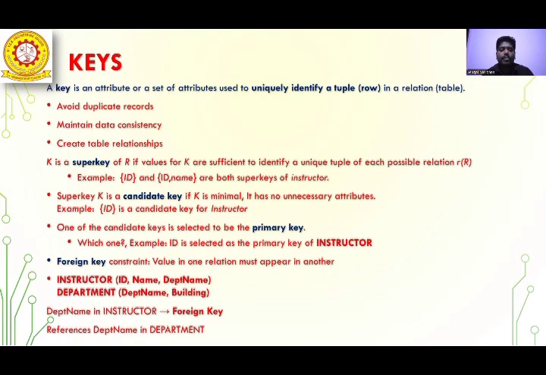And the last one is the foreign key. A foreign key is an attribute that refers to the primary key of another table. For example, here the instructor and department tables are both referred to by the department name. So the department name is the common attribute of both tables. Here the department name is the key, which is called a foreign key.